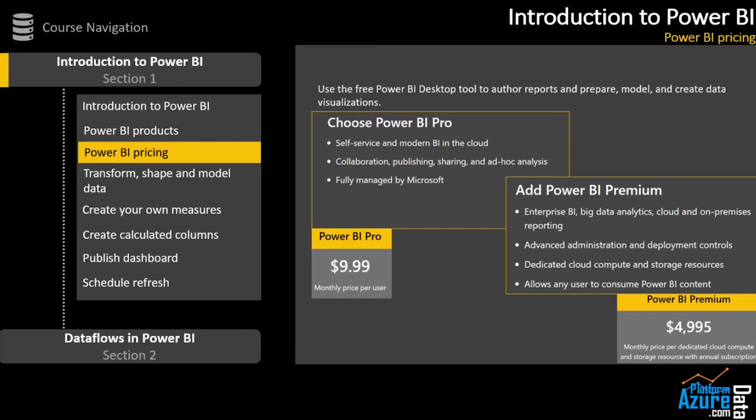Then we go with Power BI Premium, where you are dealing with enterprise BI, big data analytics, cloud and on-premises reporting, advanced administration and deployment controls, dedicated cloud compute and storage resources. And this is what I was saying, dedicated cloud compute and storage resources, where you can select whether you want to have your Data Lake Gen 2 as your storage. That is my last topic, I'll show you how you can do that. And then allow any users to consume Power BI content.